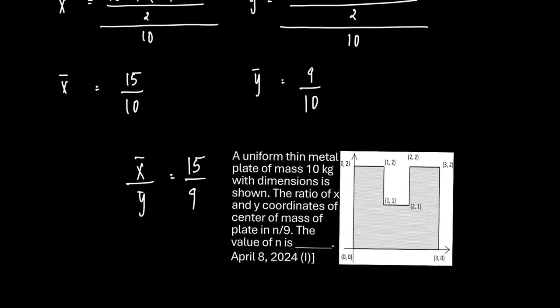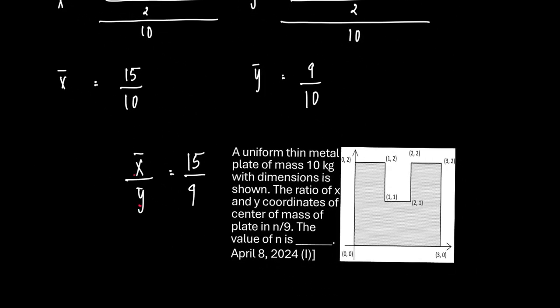And when you divide these two, what you get is x bar by y bar is equal to 15 by 9. And according to the question, the ratio of the x and y coordinates is given to be n by 9, which means the value of n should be equal to 15. Okay.